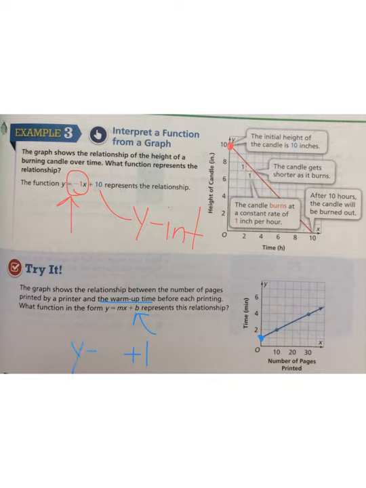And then we just need to find our slope. How many pages are printed? What is that constant rate of change? We know it's going to be constant because it's a straight line. So we want to take those 2 points. I see 10, 2. Looks like a good point, and 30, 4.